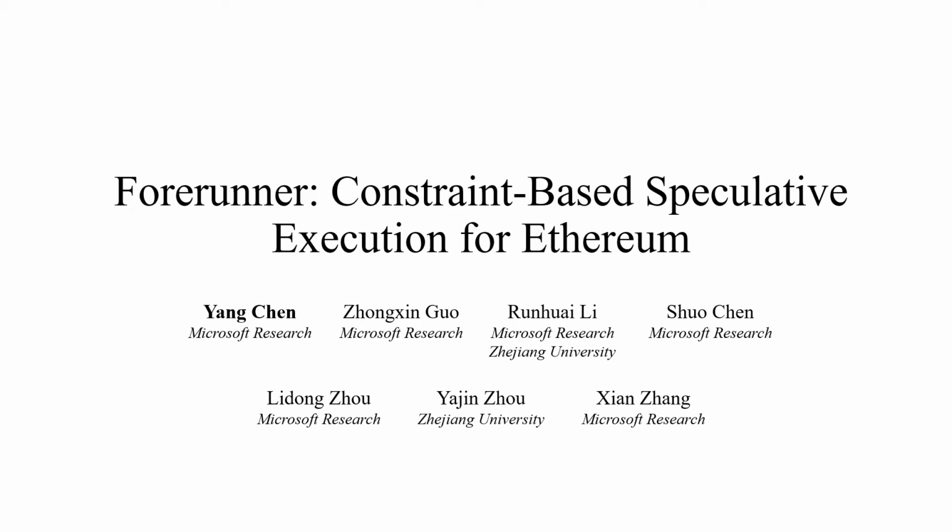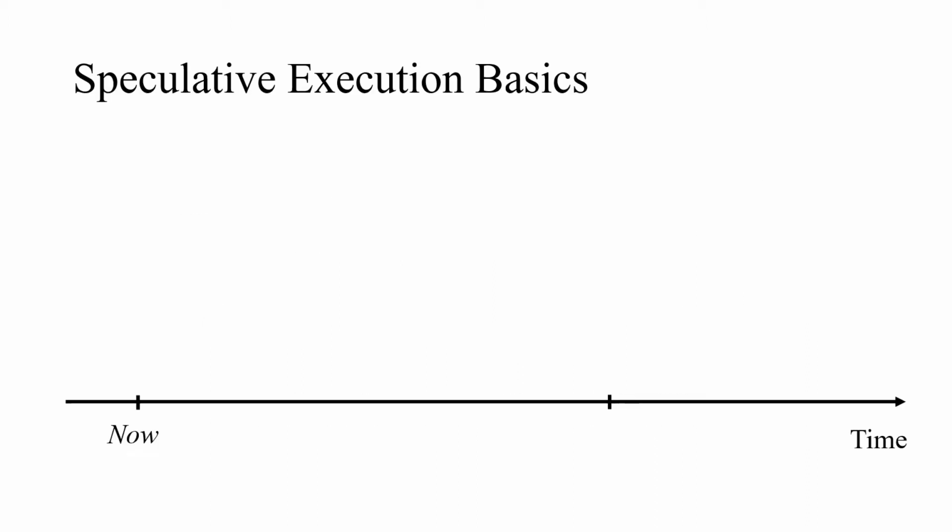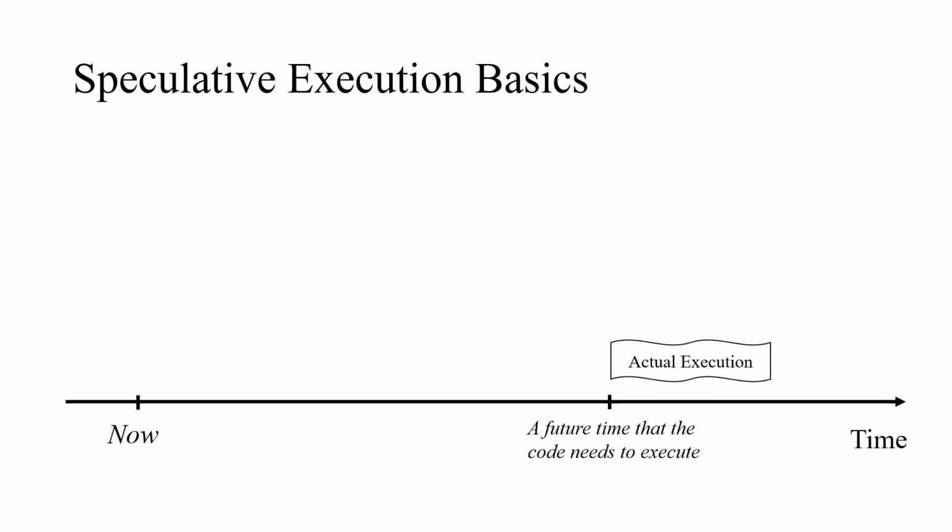I'm very happy to introduce our paper, Forerunner, Constraint-based Speculative Execution for Ethereum. Speculative execution has been successfully applied to many systems. This idea can be employed whenever we have a piece of code which we know will be executed later, and the input to the code, which determines its execution results, will only be fully known when it is time for the execution to happen.